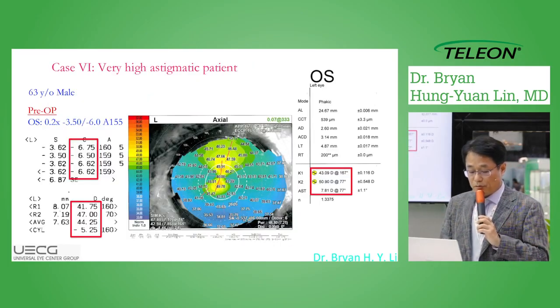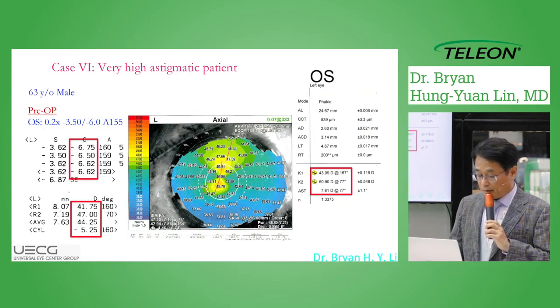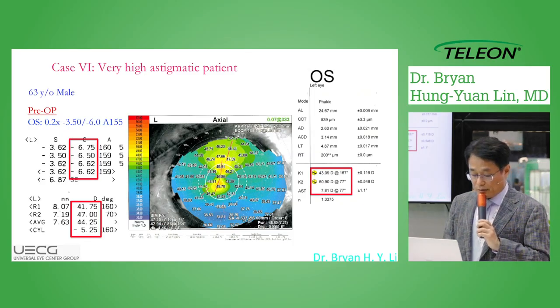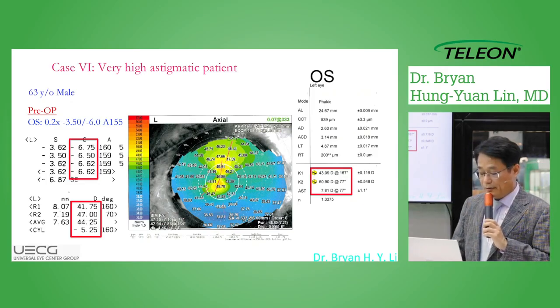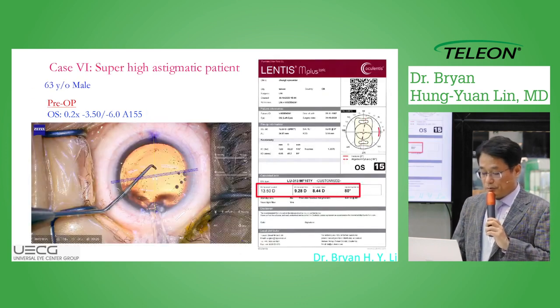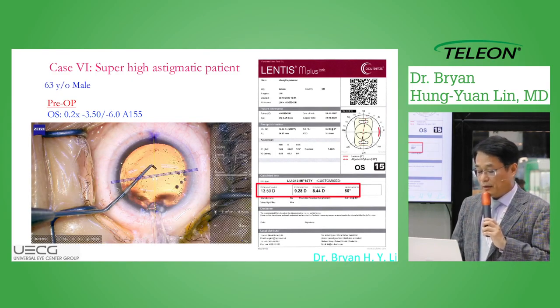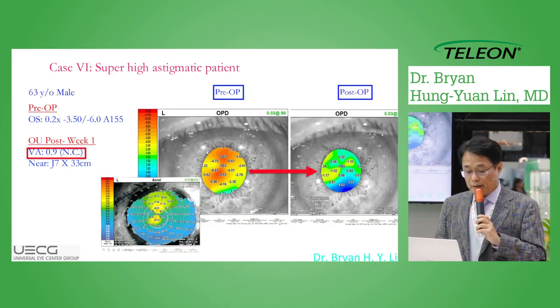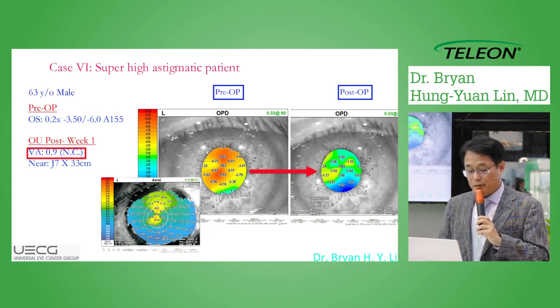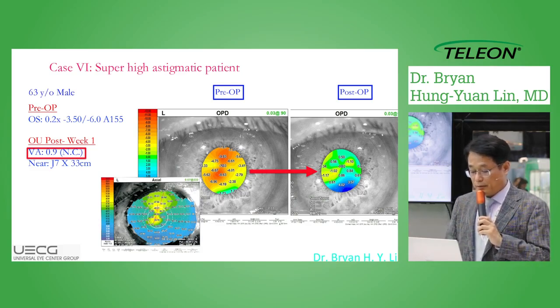The last case involves a patient with very high astigmatism. From the optical refractor and topographer, we can see the cornea astigmatism approaching 8 diopters. After a careful and thorough pre-op examination, I scheduled a toric LENTIS with an 8.44 diopter cylinder power for this case. After surgery, the UDVA and UMVA were very good, and almost no astigmatism was observed.